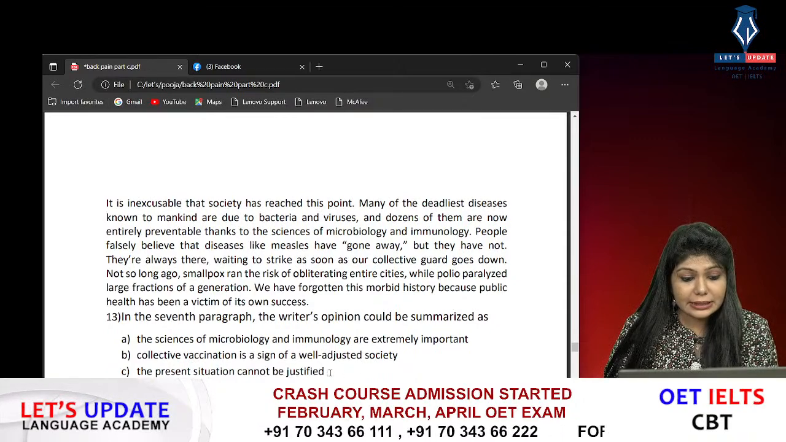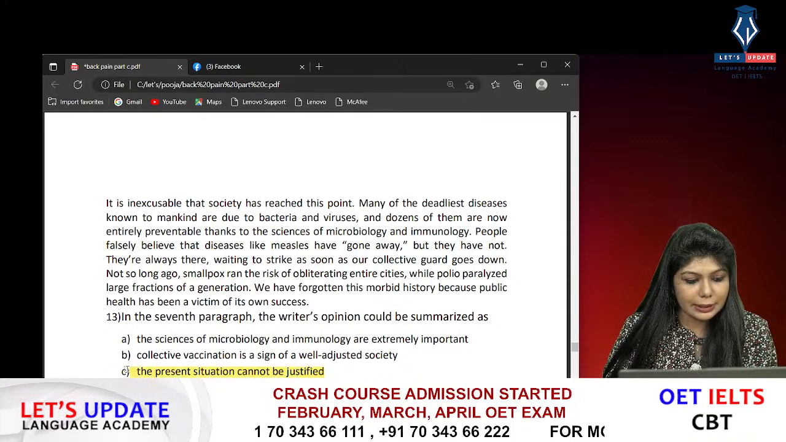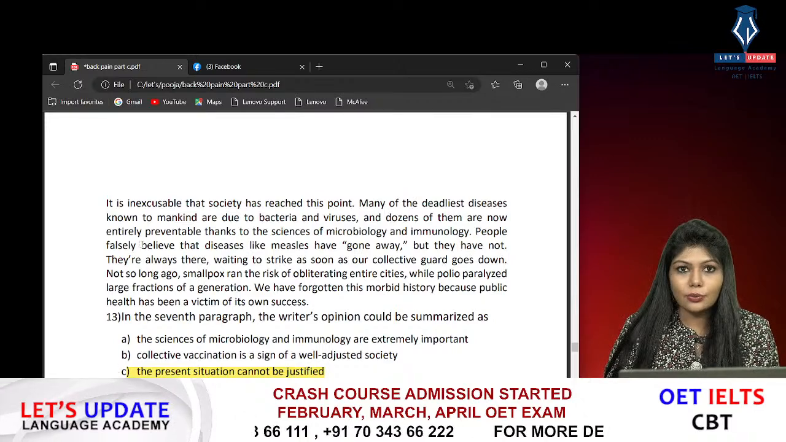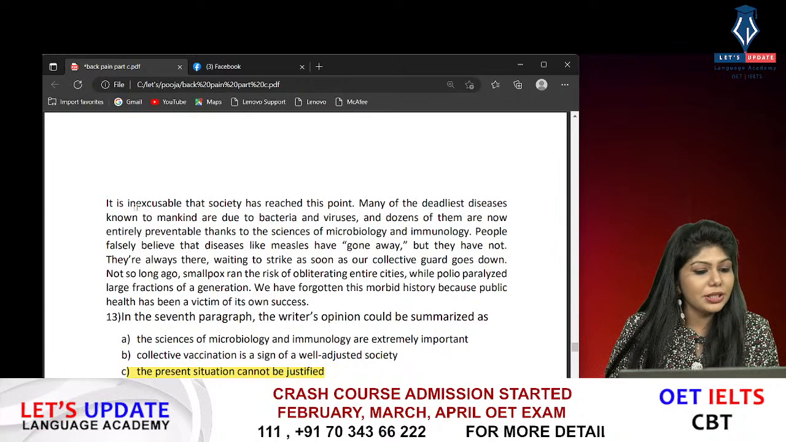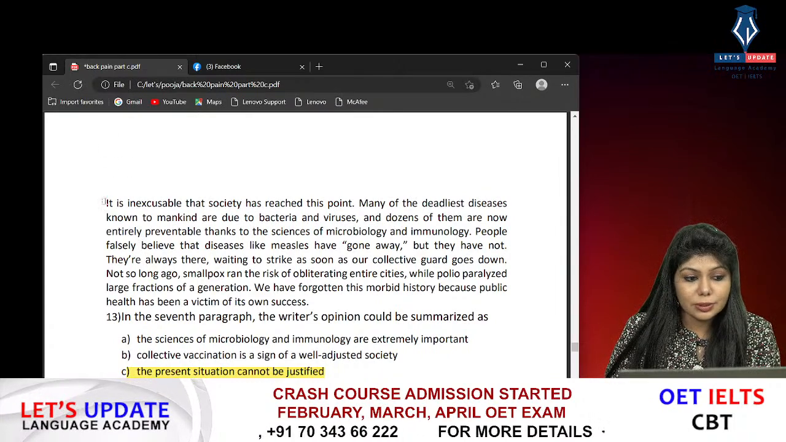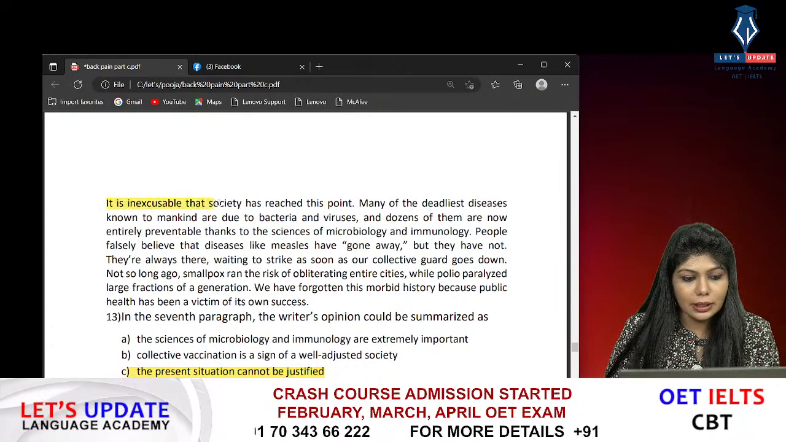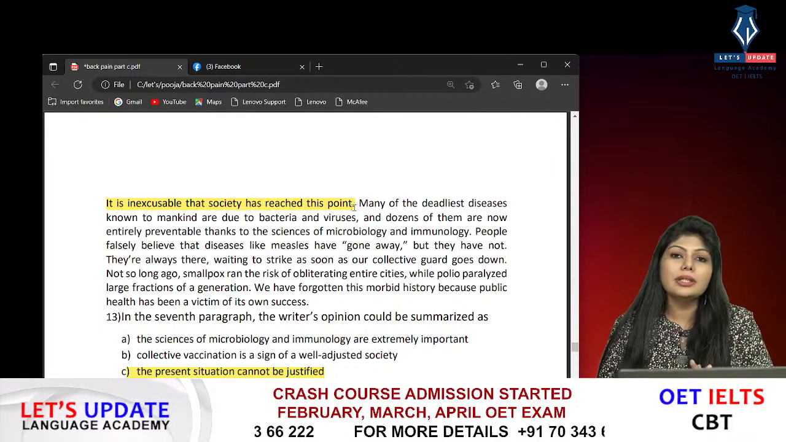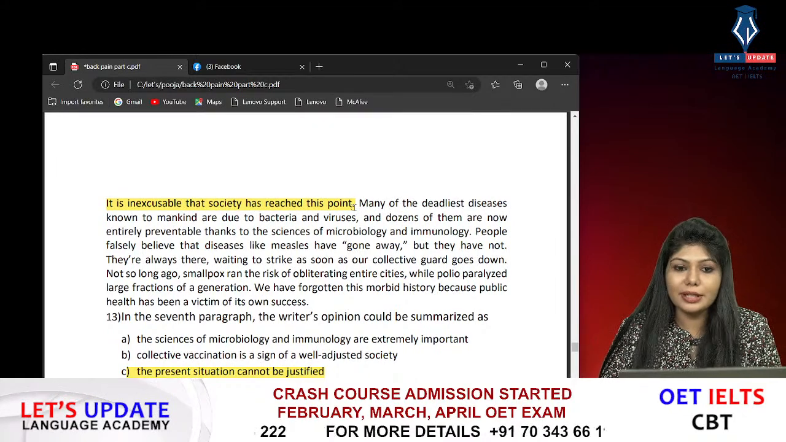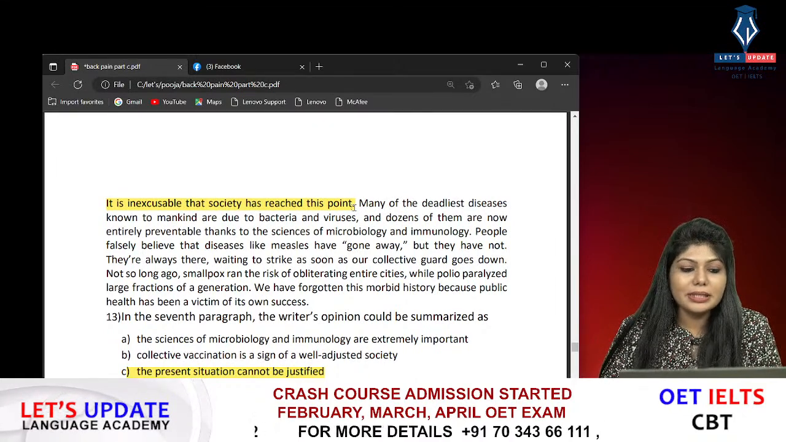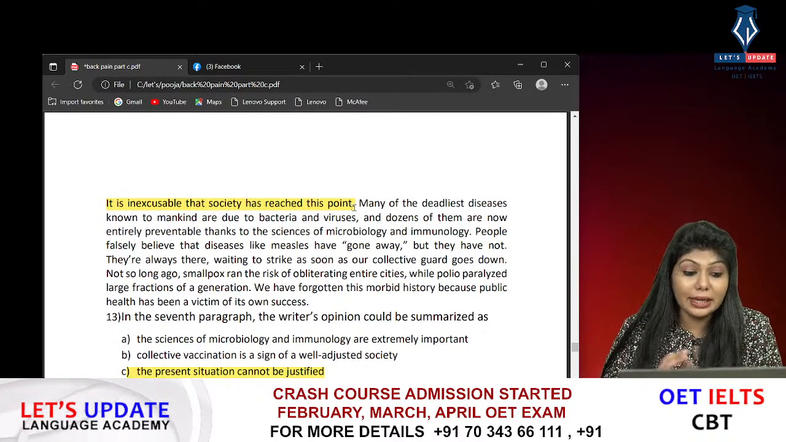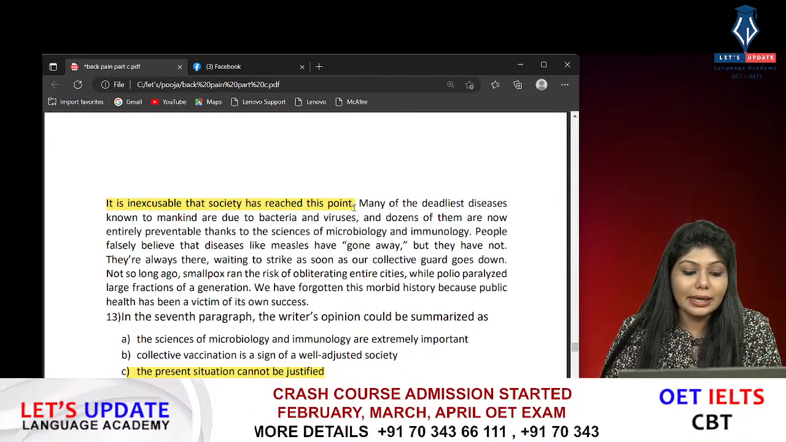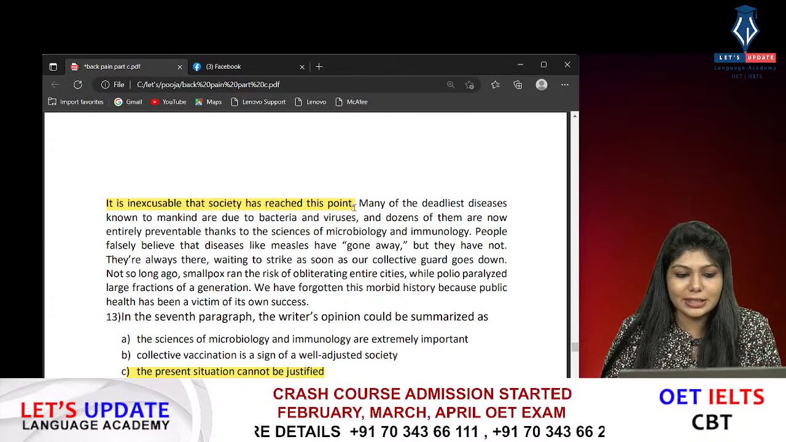The correct answer is option C. And why is it C? It is because in the very first part of the paragraph they have mentioned, it is inexcusable that society has reached this point. Inexcusable in the sense it cannot be justified. Okay, it cannot be justified that society has reached this point. That is what the first part of the paragraph says, and that is what exactly our option C also says.